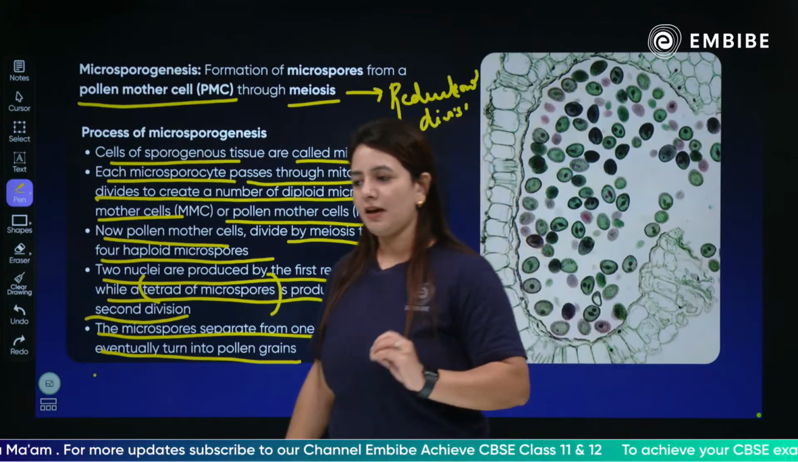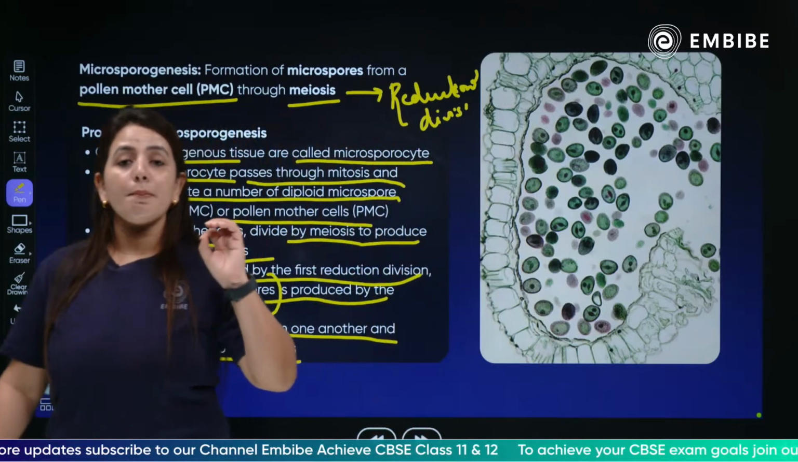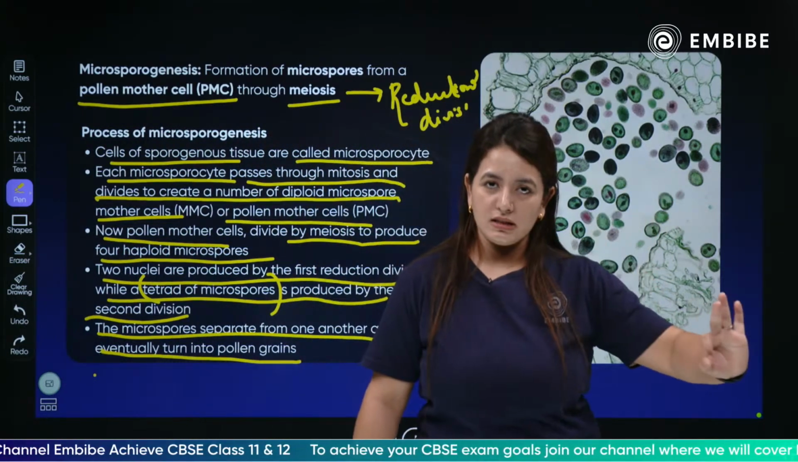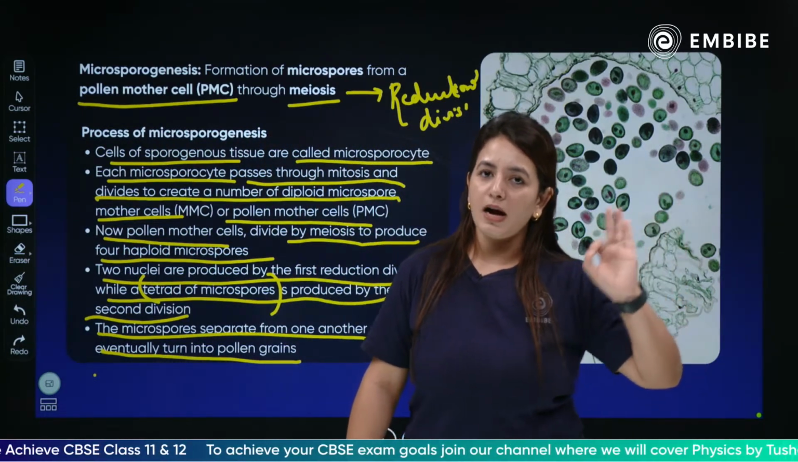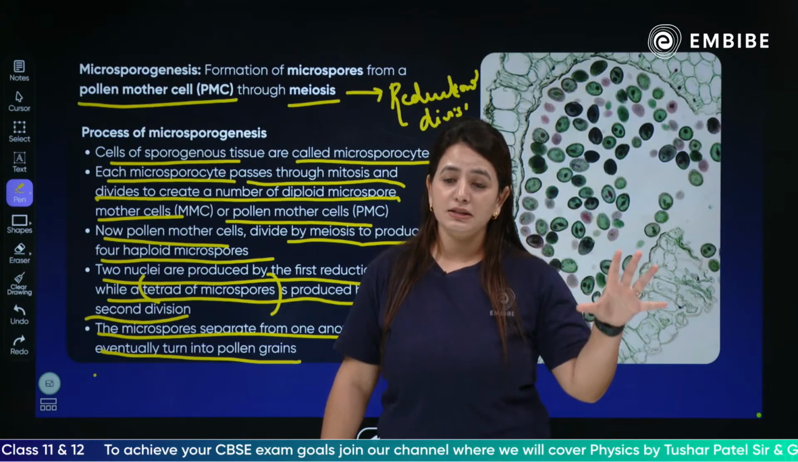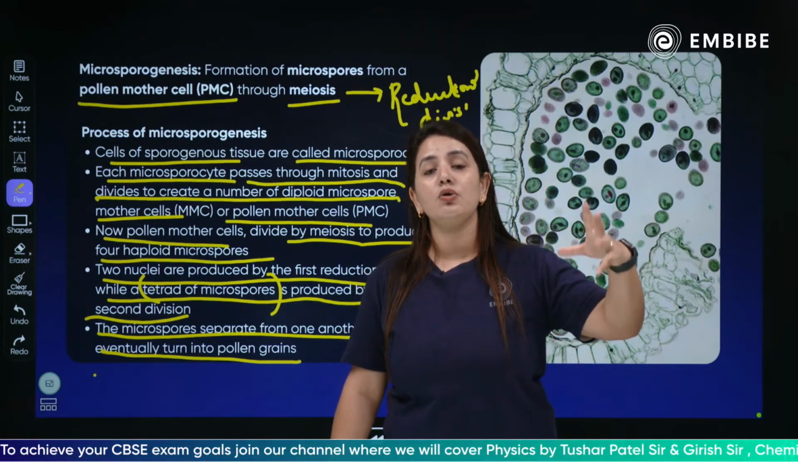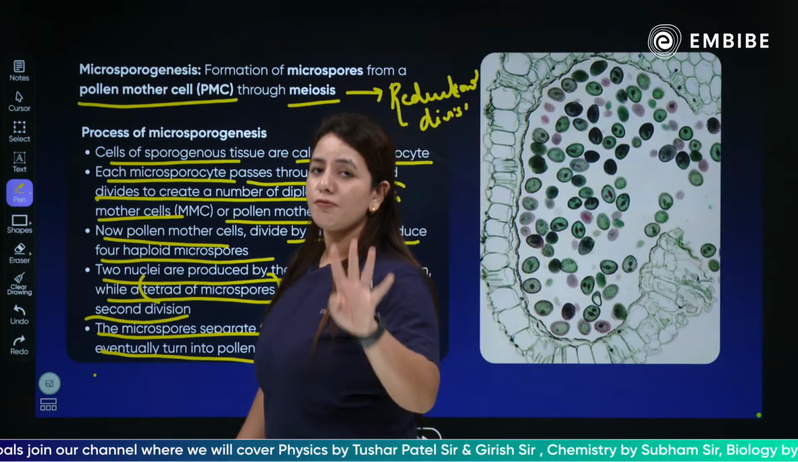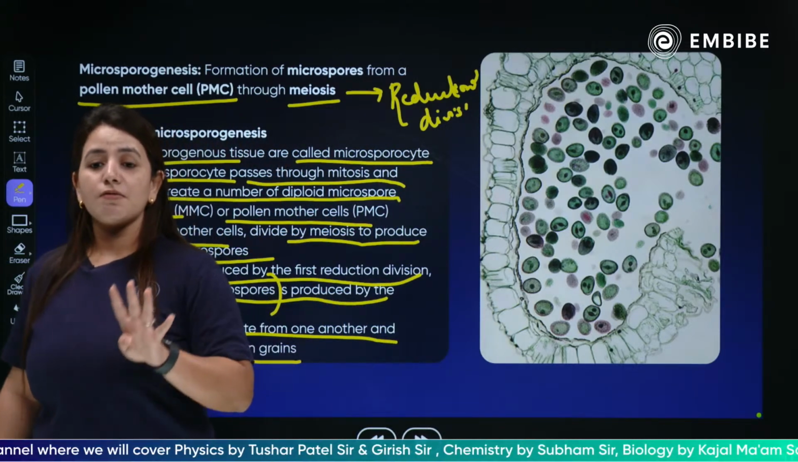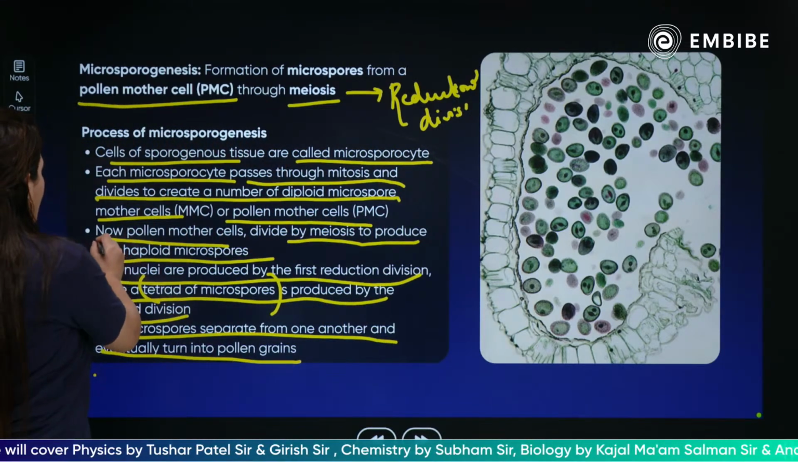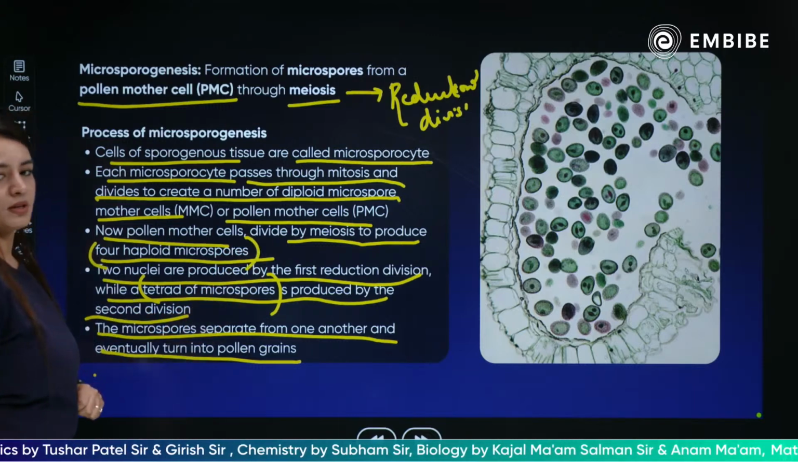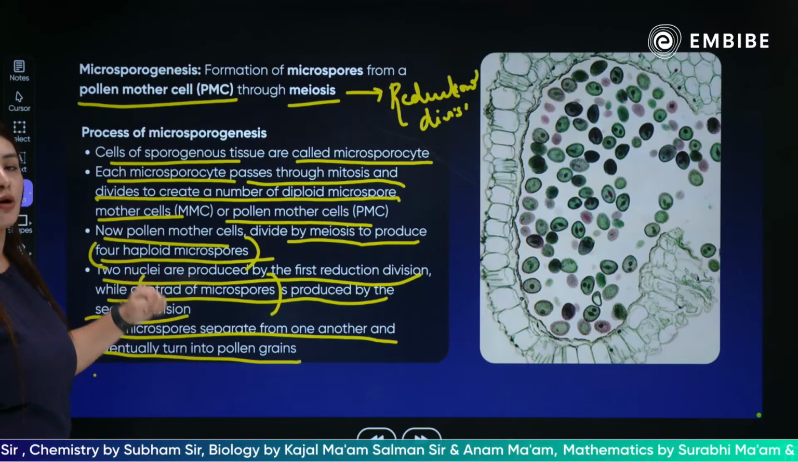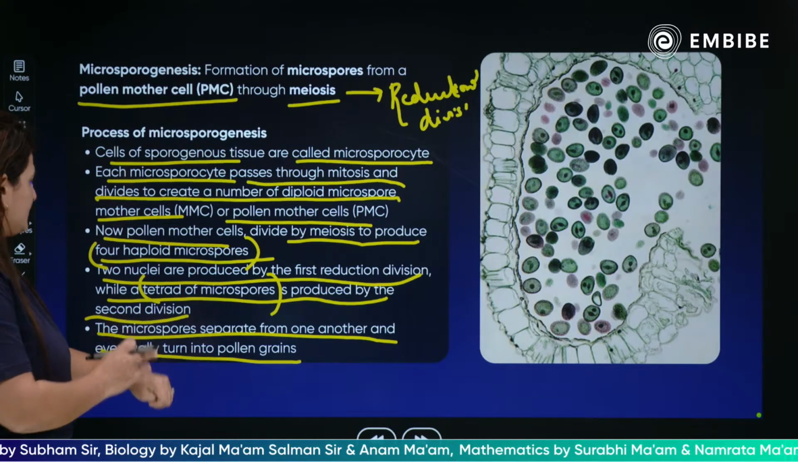So children, listen carefully. The whole thing is that the PMC, the pollen mother cell, is formed through the process of mitosis. After that, the pollen mother cell, or microspore mother cell, undergoes reductional division and produces 4 haploid microspores.